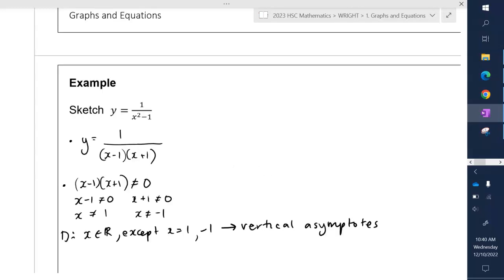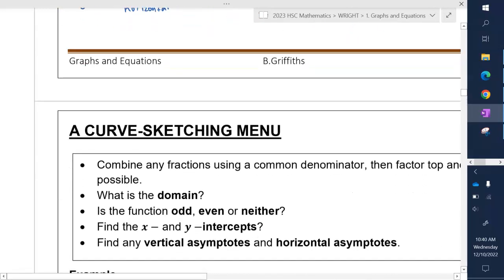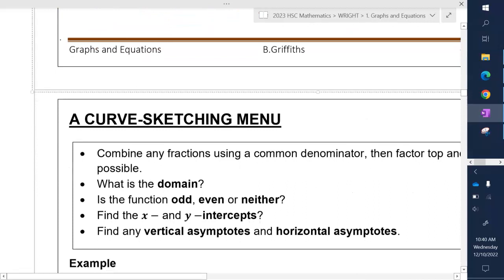Now let's have a look at what else we had to have a look at. What was our second point? We'll go back up here. So we've combined the fractions, we've looked at the domain. Let's figure out if it's even or odd.